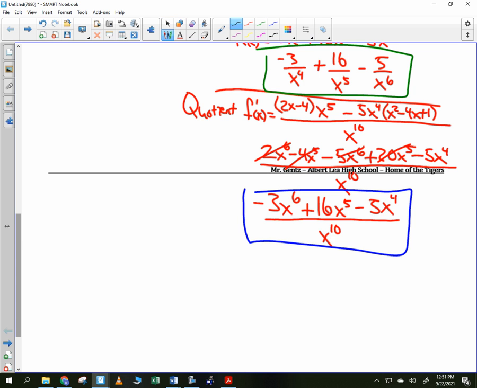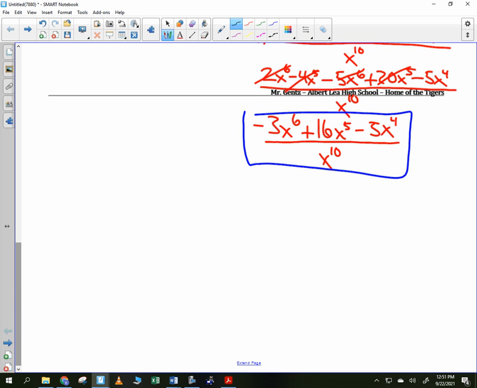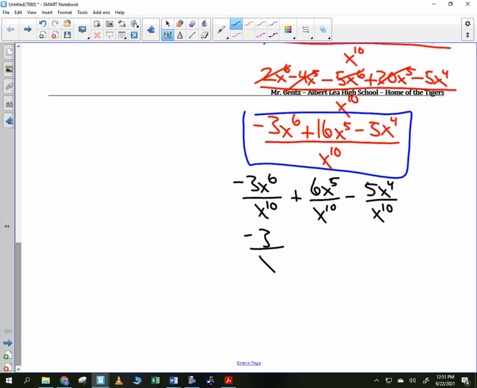I'll just rewrite this. I know you're running out of room, but I'll rewrite this just for the sake of seeing it. Negative 3x to the 6th over x to the 10th. And then 16x to the 5th over x to the 10th. And then 5x to the 4th over x to the 10th. So if you notice, how many cancel here? Leaving you with 4 on the bottom.